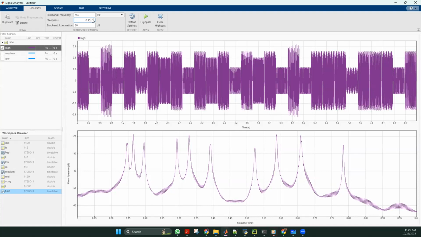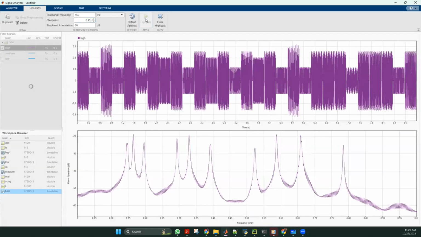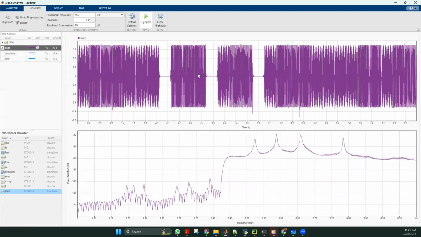So normally filter functions are steep, right? Steep functions, and they have a certain steepness around the cutoff frequency. Anyway, I set it to 0.95, and that is all I'm going to do. And then I'm going to run the high pass button in here. Then it will apply the high pass filter on this signal.